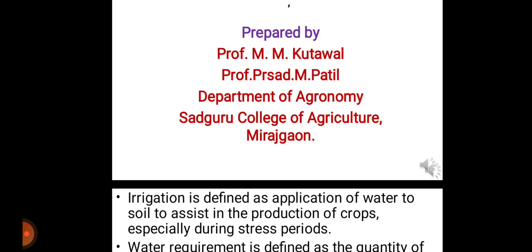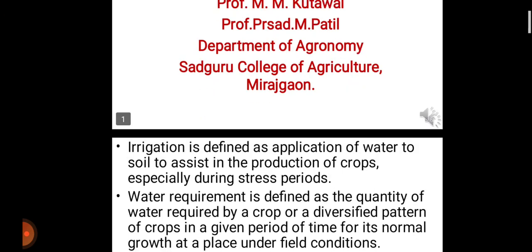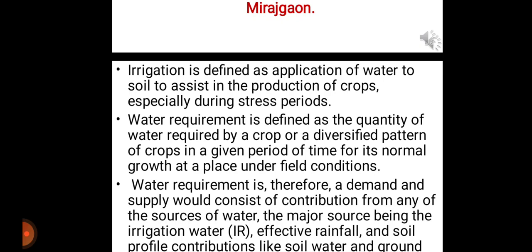Today we discuss one of the important chapters, that is irrigation requirement and water requirement, net irrigation, gross irrigation, and interval of irrigation, and we discuss the methods of estimation of water requirement and factors affecting it. So firstly, we discuss what is meant by irrigation.